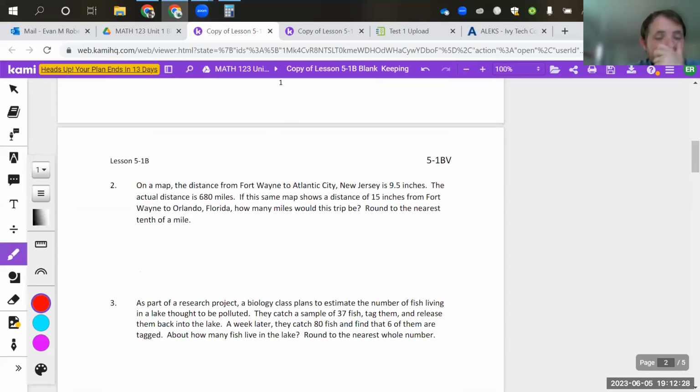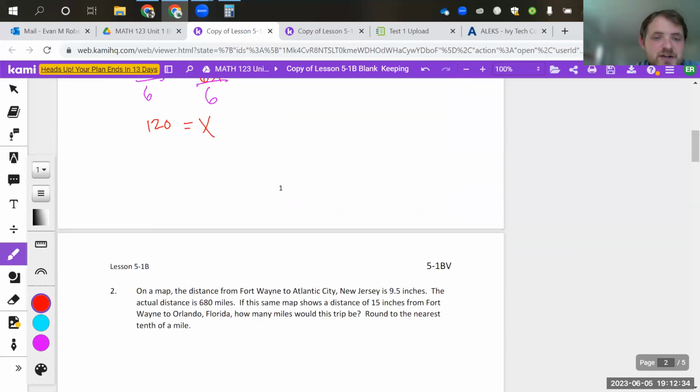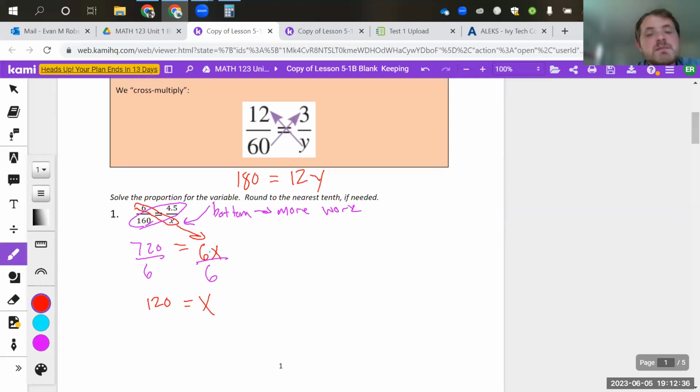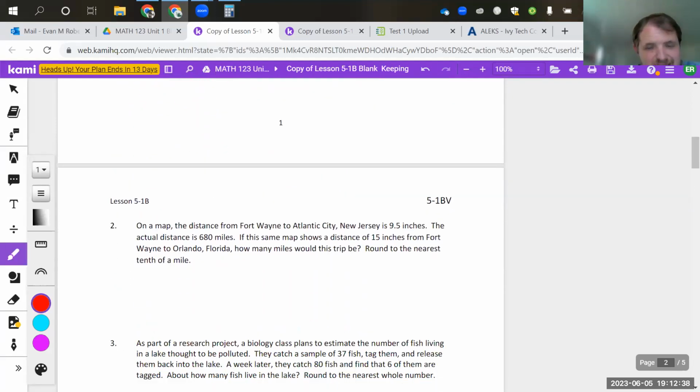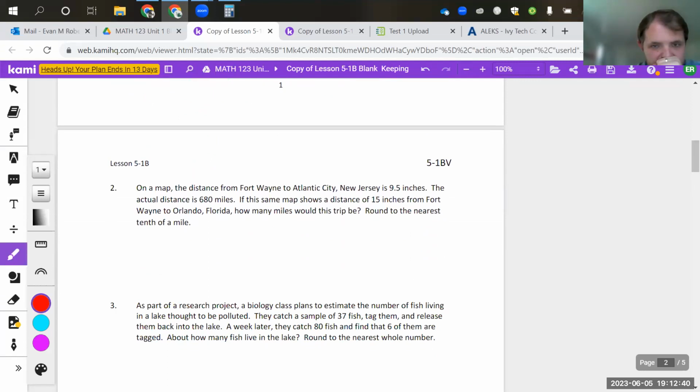And so where we're headed now is you're going to have to set up the two fractions and then cross multiply. So again, in this question here, you were given the two fractions, but now you have to set up the two fractions and cross multiply. And so if we're on this map from Fort Wayne to Atlantic City, and it's 9.5 inches, the actual distance is 680.